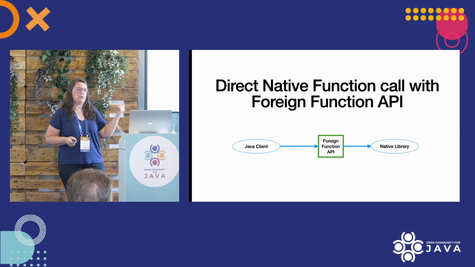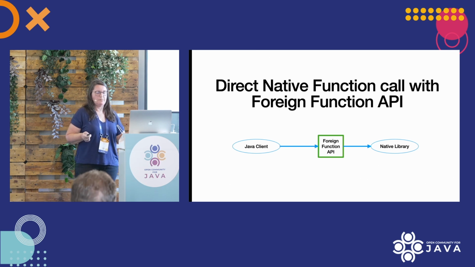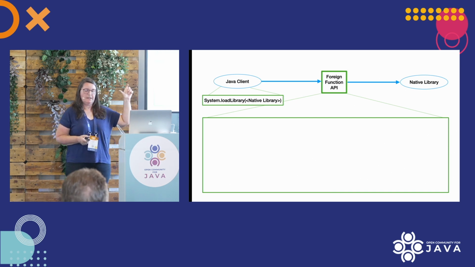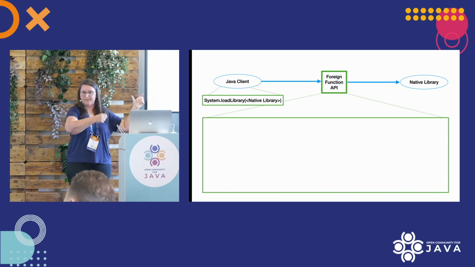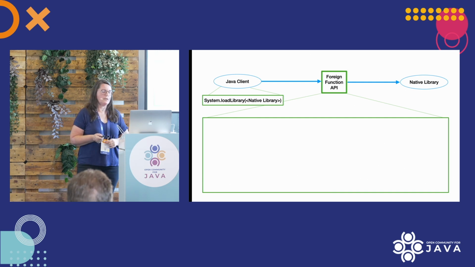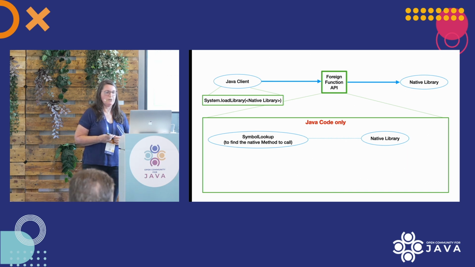And then, how does it work now? You again have the Java client, and you want to call a native library, but this time with the foreign function memory API. So what you have to do, now you can actually load the library you want to use, not another one created by you, to your Java client. You can do it first, and then you have to do a symbol lookup for the methods you want to use. But this is also all inside your Java code, nowhere else.